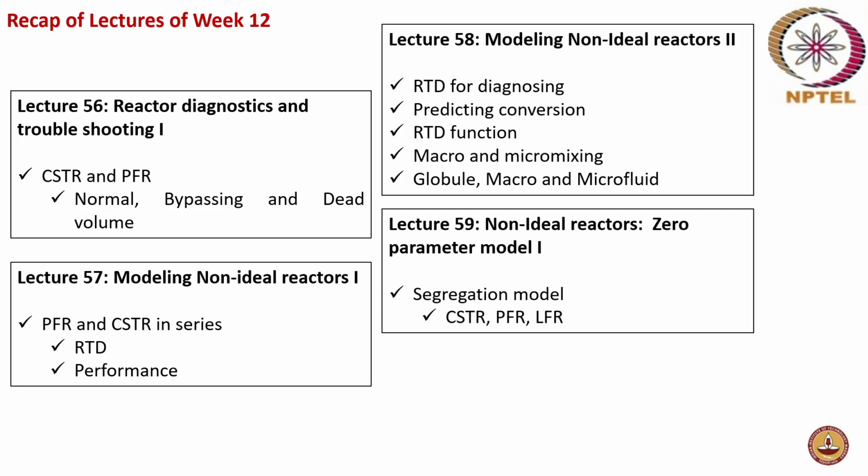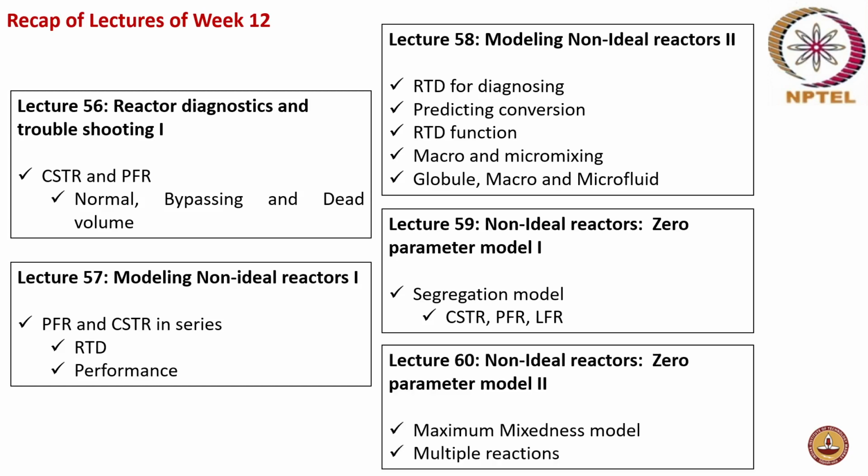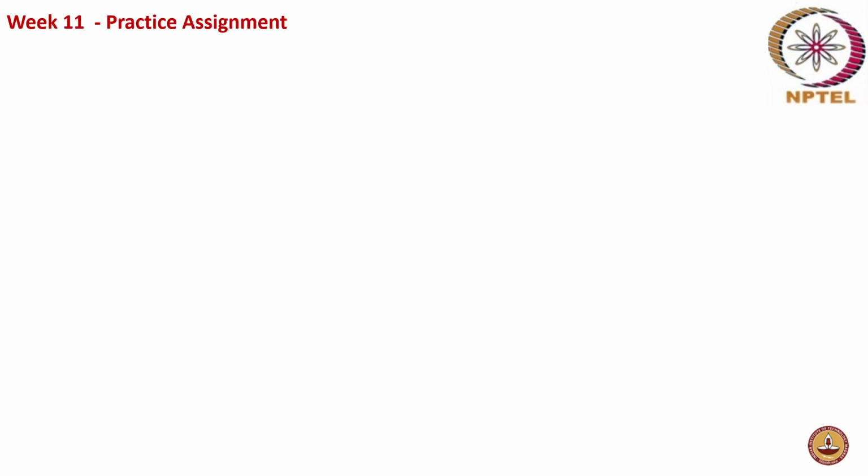Lecture 59 was again on non-ideal reactors. Here the zero parameter model, especially the segregation model, was discussed for CSTR, PFR and laminar flow reactor. And the final lecture was again on non-ideal reactor with zero parameter model. Here the maximum mixedness model was discussed. And then there was a discussion on multiple reactions, where both the segregation and the maximum mixedness model were all discussed.